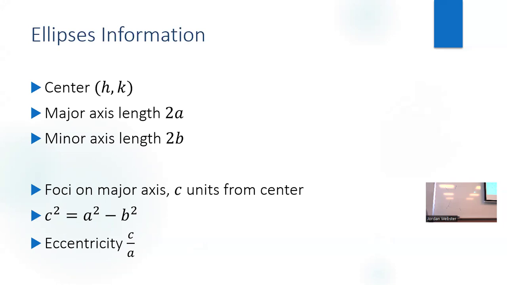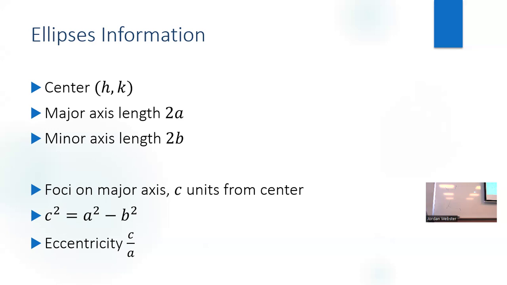There are actually two foci. Foci is the plural for focus. And they're both going to be on the major axis. They're going to be C units from the center. And with an ellipse, you can always find that C by using the following formula. C squared is equal to A squared minus B squared. Since A is always bigger, C is going to be the positive square root of that thing on the right.